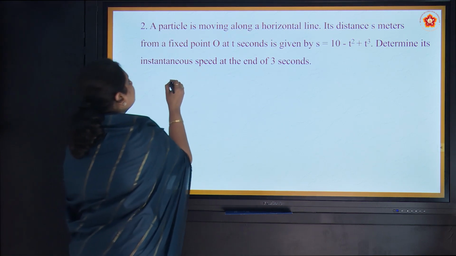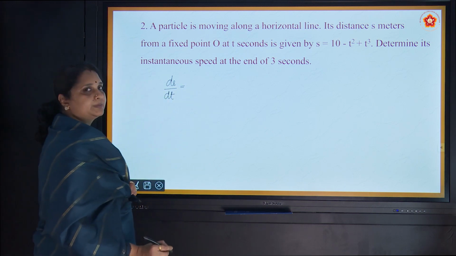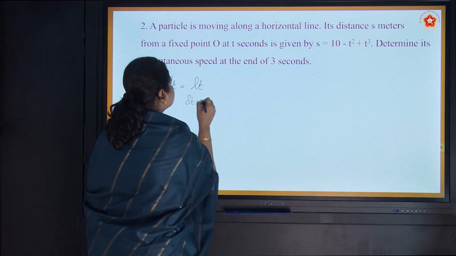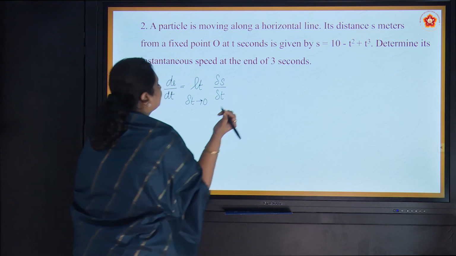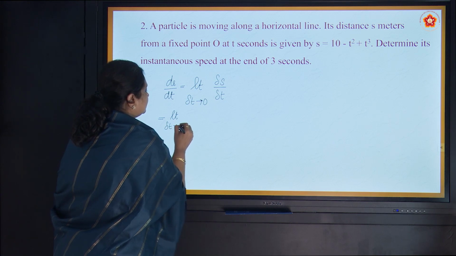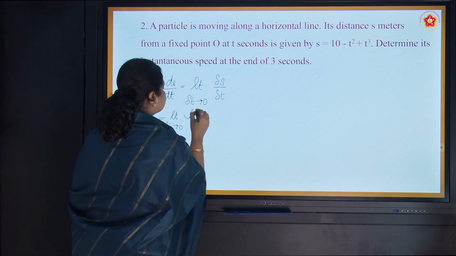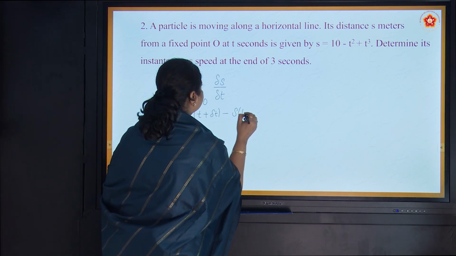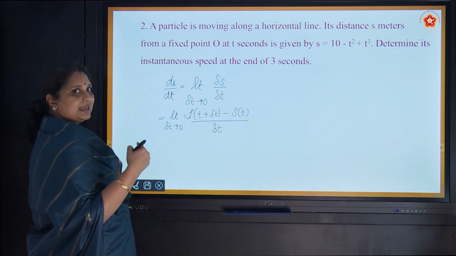So we are supposed to find ds by dt, the rate of change of distance with respect to time. So we know the formula. It is limit delta t tending to 0, delta s by delta t. That is nothing but limit delta t tending to 0, here it is not f, this is s, s of t plus delta t minus s of t divided by delta t. The function is named as s here.